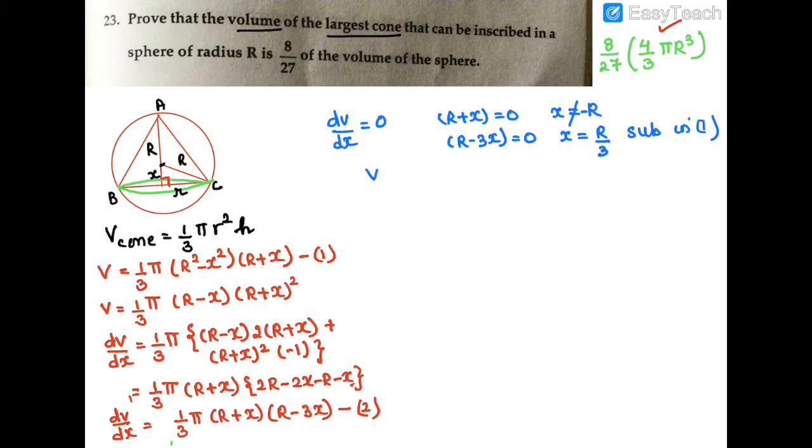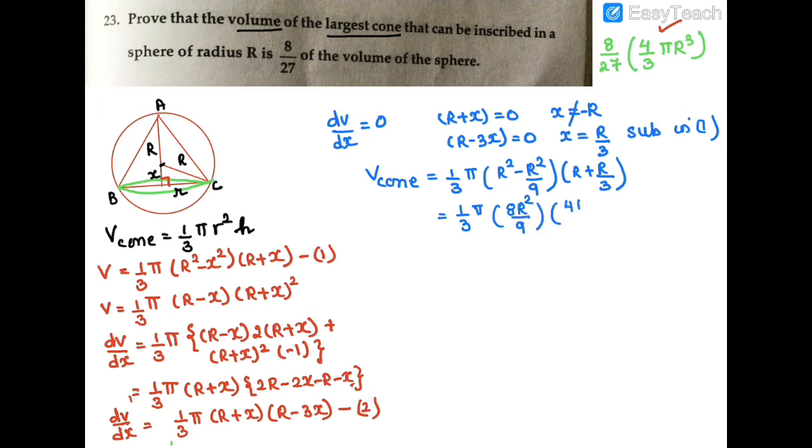Substitute in 1, and you get the volume of the cone is equal to 1 by 3 pi and R square minus R square by 9 into R plus R by 3, and therefore this is going to give you 1 by 3 pi, and when you take the LCM, 8R square by 9 into 4R by 3, which is going to give you the volume of the cone is equal to the required answer, 8 by 27 times 4 by 3 pi R cube. So that is what was required over here.